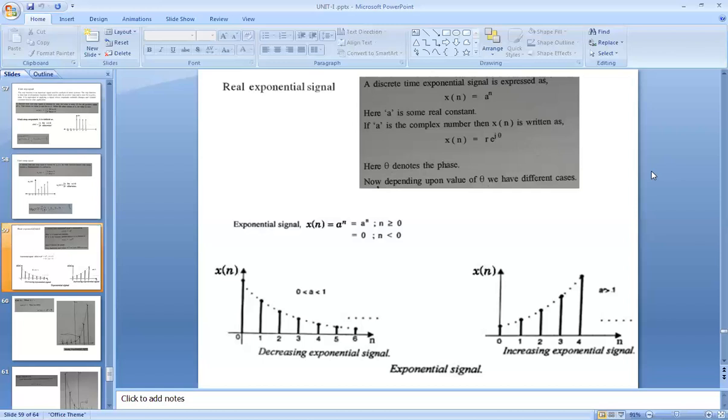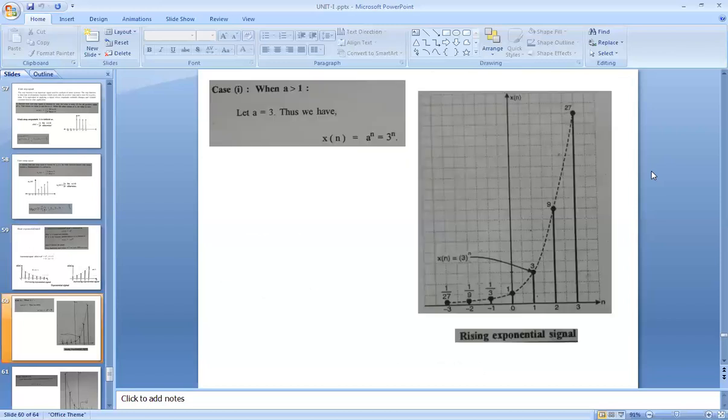Now mathematically you can write and read it in this fashion: exponential signal x of n is equal to a raised to n. Here a raised to n is present when n is greater than or equal to 0, and x of n is equal to 0 when n is less than 0. Now to understand this real exponential signal, we go through the cases. We consider the increasing exponential signal first. Case 1 is when a is greater than 1.